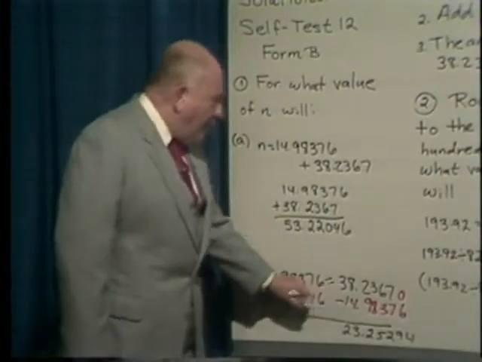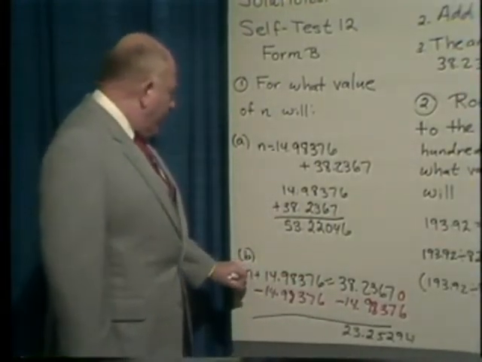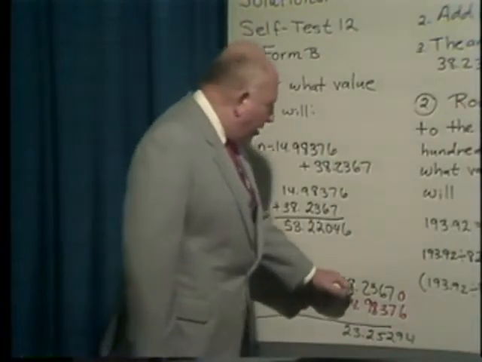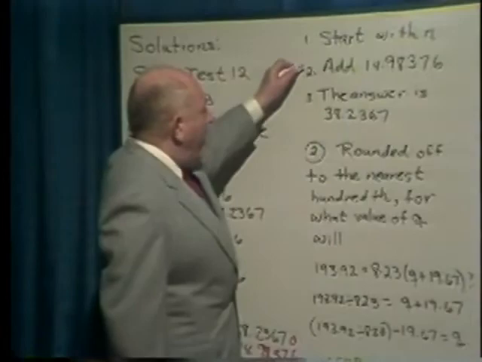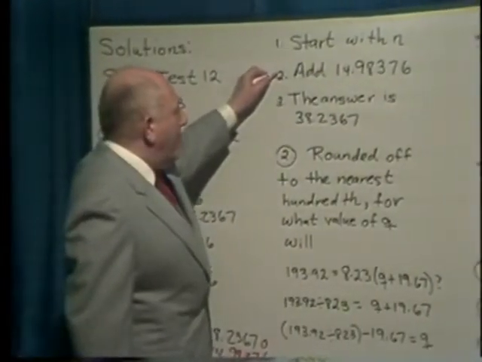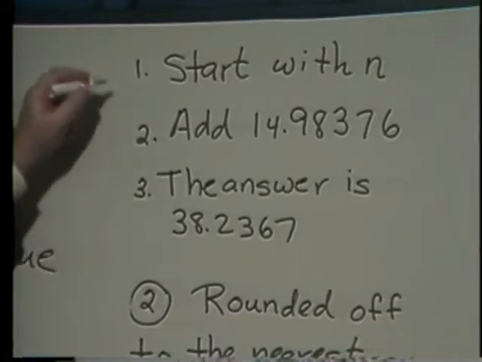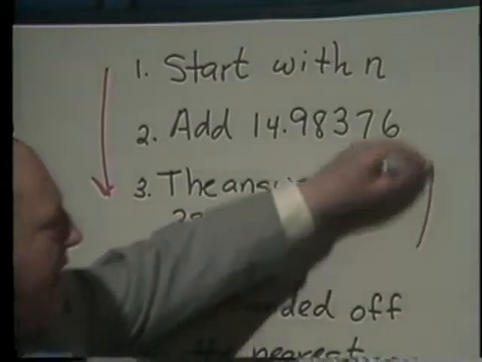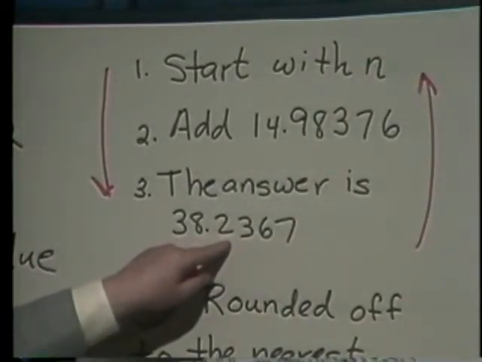And if you're still having trouble visualizing this, in terms of a verbal form, what does this say? It says start with n, add 14.98376, and the answer is 38.2367. See, that was arithmetic reading down like this. Algebra is we start with this. And what do we start with? The 38.2367.